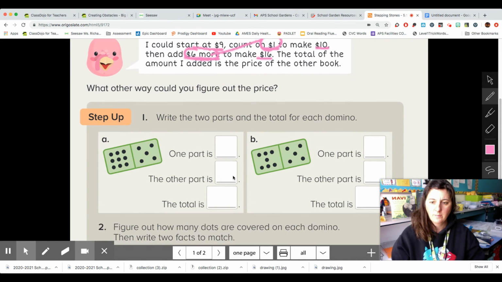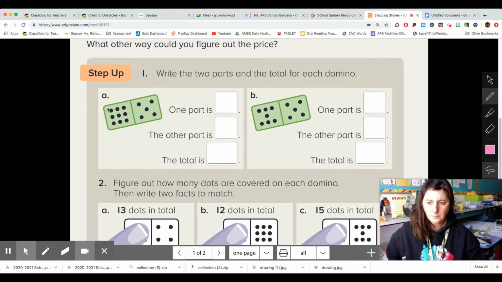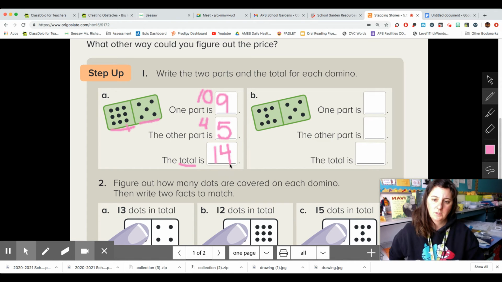And for the step up, for number 1, write the two parts and the total for each domino. So you're going to take a look at the two parts. One part we have here is 9. The other part is 5. And then we could use a make 10 strategy to figure out 9 plus 5 to find the total. If we take 1 away from the 5 it becomes 4, and we give that 1 to the 9, it becomes 10. 10 plus 4 is 14. So 9 plus 5 must also be 14.